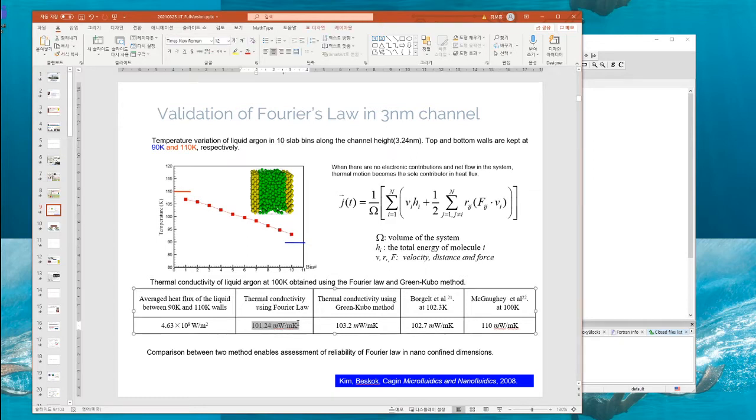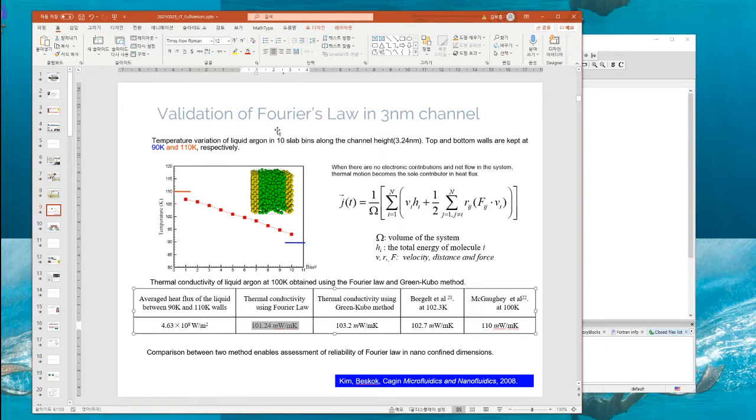So I get the thermal conductivity from the MD using the heat flux and the temperature gradient, and I compared that with the equilibrium method and with the thermal conductivity values from experiments and other MDs as well. It works; the values of the thermal conductivity are pretty much similar. That tells us that even at a 3 nanometer scale, Fourier's law of heat conduction is still valid.